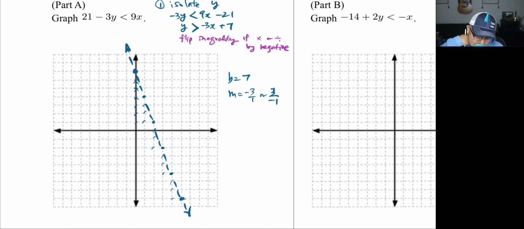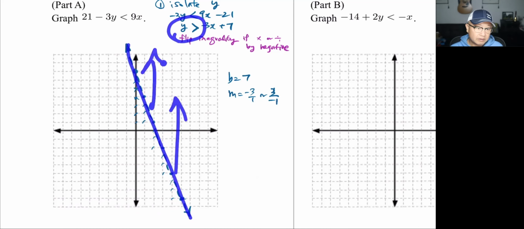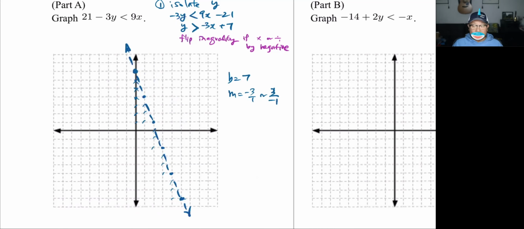Now, I could see that this is the boundary line over here. Y is greater than, so I must shade above. See that right there? Yeah, that's it. But what you can do is just test the point. The easiest thing, okay, check a point.